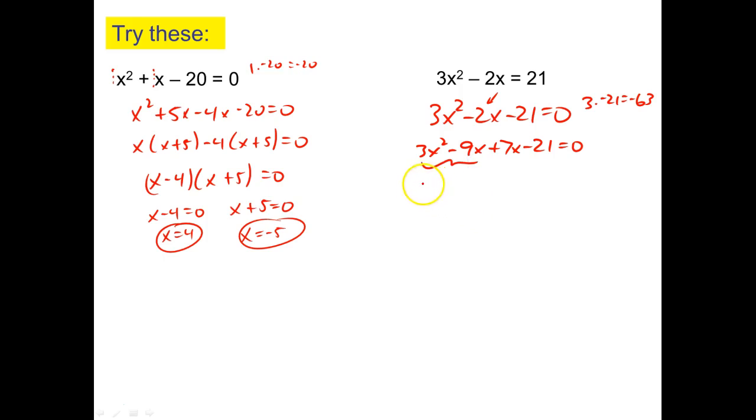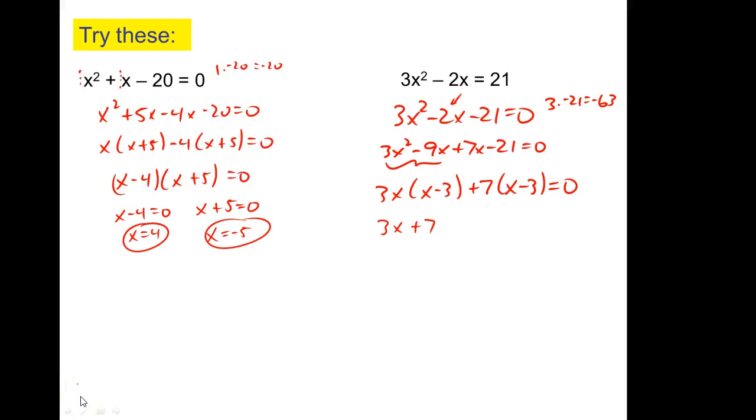Then I factor the front, 3x times x minus 3, and in the back I'm going to factor out a 7. I get x minus 3 equals 0. Let me go back here just a sec. Jumped the gun on that just a little bit. 3x plus 7 in the front, x minus 3 in the back.